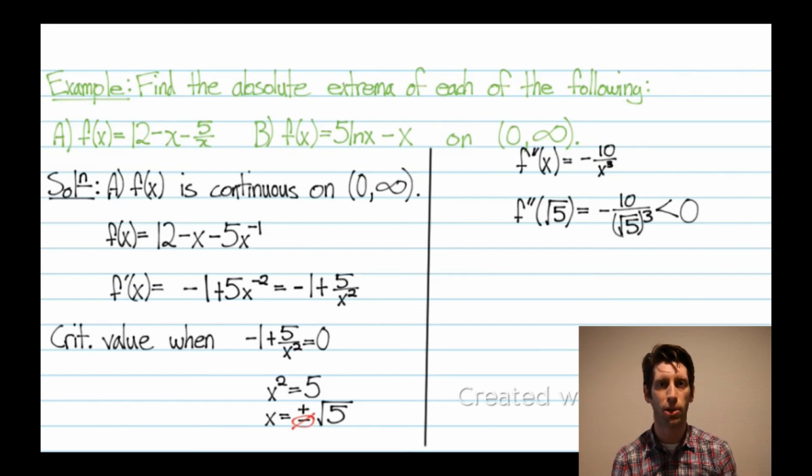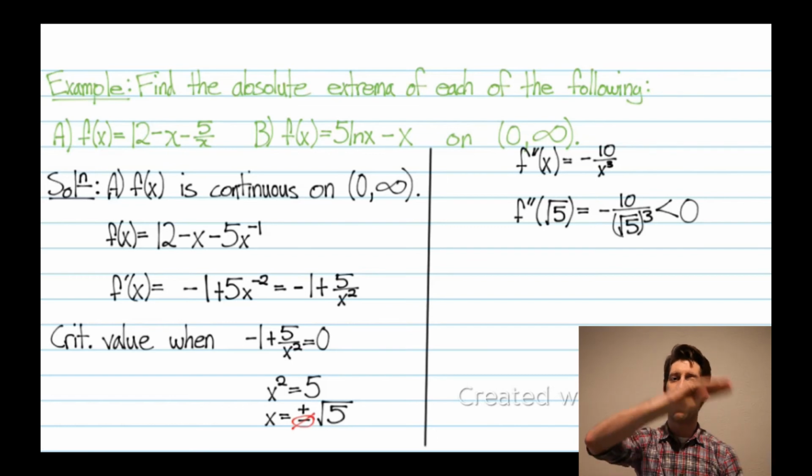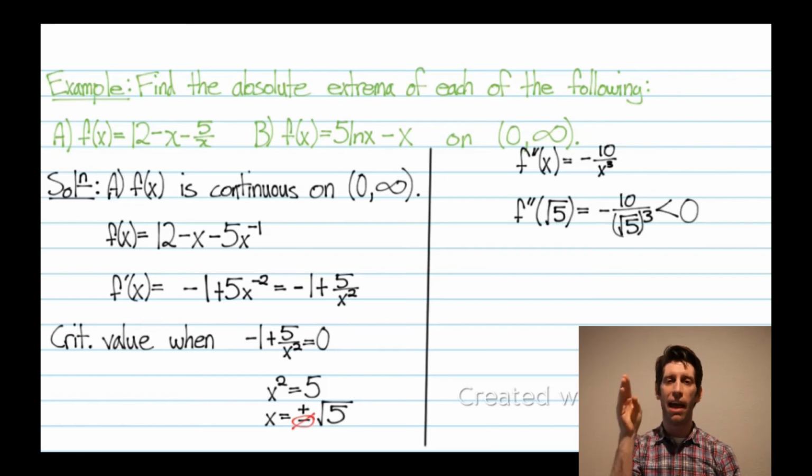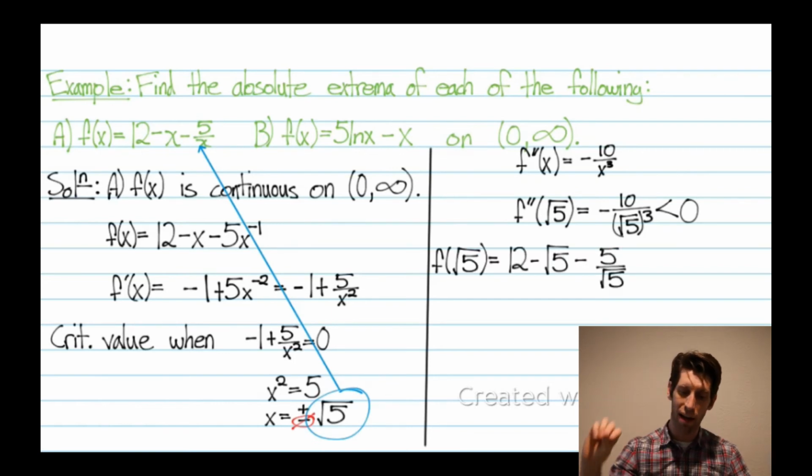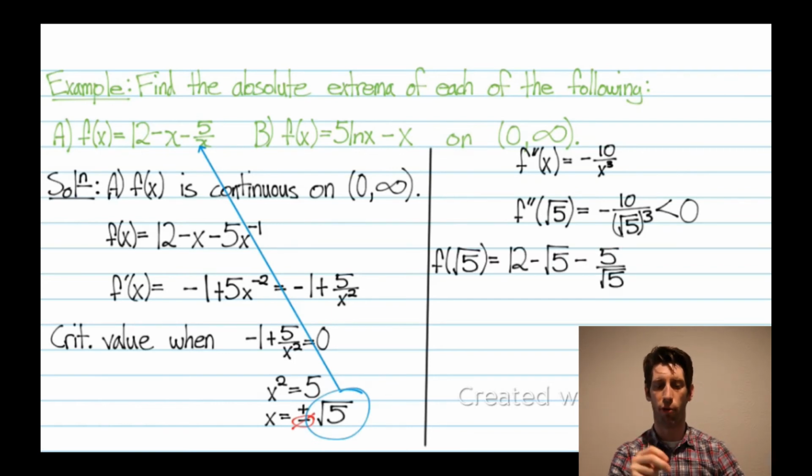I don't really care so much about what that number is. I just care that it's less than 0. That is, I just care that it's negative. So once we note that, we have concave down. And that indicates that we have an absolute maximum at our single critical value, root 5 here. So we're going to take that root 5 and plug it back into the original function. What we end up with is f of root 5 is 12 minus root 5 minus 5 over root 5.